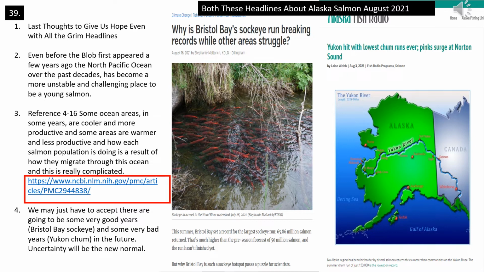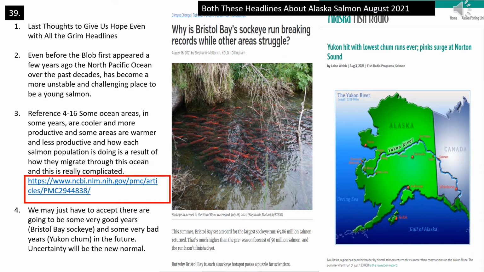key to their survival. Our role is to try to give them the best chance in freshwater to maintain that diversity so they can face the challenges they're going to be facing in the ocean over this century.